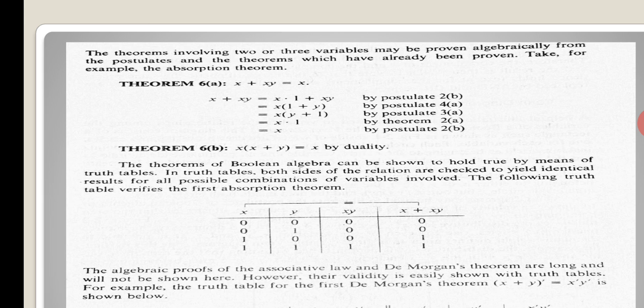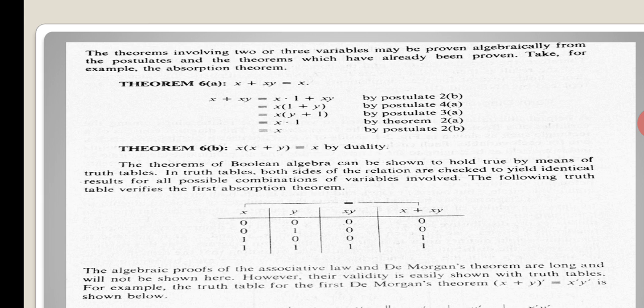So how exactly can you do that? If you go for postulate 4a and solve it, ultimately you are going to get the value as x dot 1 plus xy, the same thing, isn't it? In the same fashion you have to go for postulate 3a to minimize it again. How exactly can you do that? It is nothing but x into y plus 1. You are interchanging the value by considering postulate 3a.